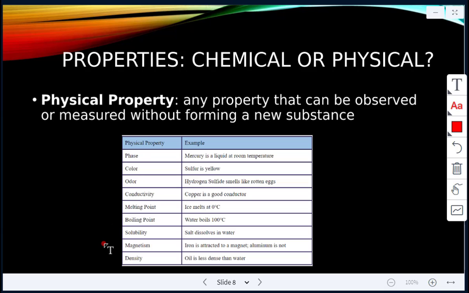Magnetism, iron is attracted to a magnet. Aluminum, on the other hand, is not. Density, for example, oil is less dense than water. If you mixed oil and water and let it settle, eventually you'd see the oil on top and the water on the bottom, and that has to do with density. So all of these are physical properties.